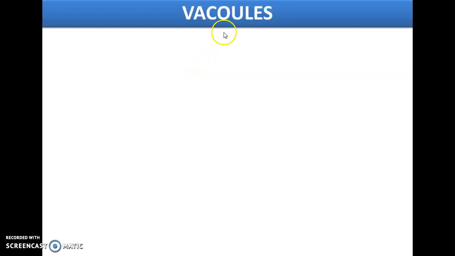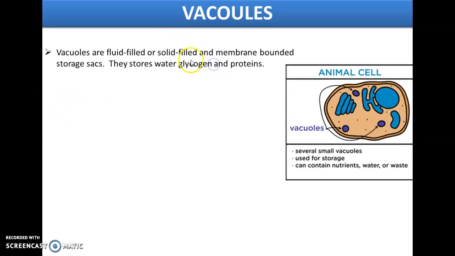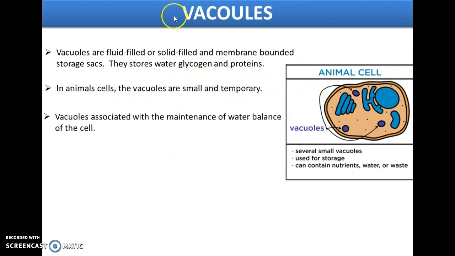Now we'll see vacuoles. The size of the vacuoles also varies in plant cells and animal cells. What are vacuoles? Vacuoles are membrane-bounded storage sacs filled with fluid or sometimes solids. They store water, glycogen and protein. In animal cells, the size of the vacuole is small and temporary. Vacuoles are associated with the maintenance of the water balance of the cell.